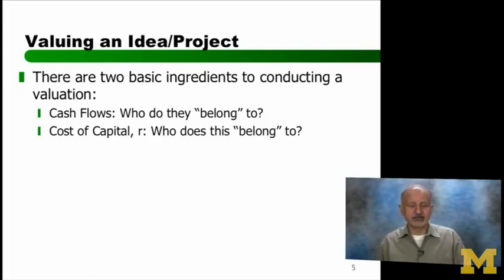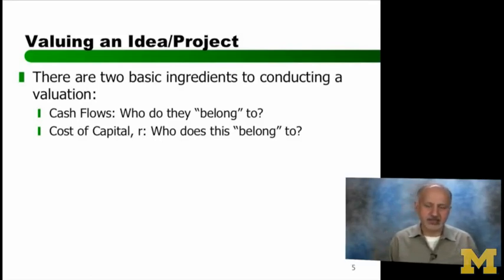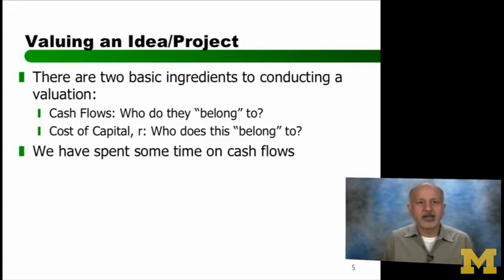Who does this belong to? The marketplace or the competition. Therefore, all value creation is relative to the assessment of the competition. We assume that the law of one price holds, that if 2 things walk the same walk, talk the same talk, they have to have the same value, right? Approximately, at least. We have spent some time on cash flows.